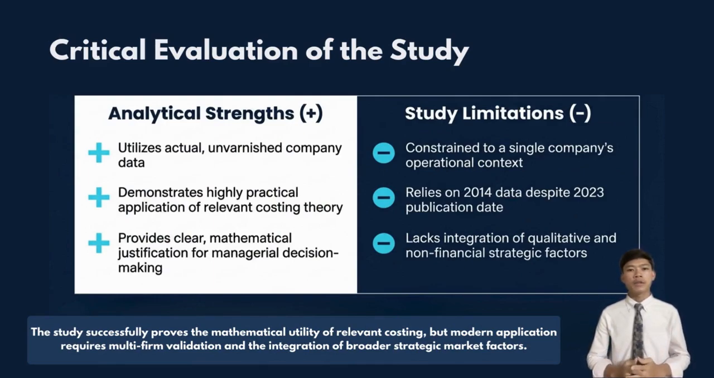One major strength of this study is that it applies the relevant costing concept in a real business environment by using actual company data, making the findings practical and useful for managerial decision making. Another strength is that the study clearly demonstrates how managers can separate relevant and irrelevant costs before evaluating a special order. This helps readers understand how accounting information supports business decisions.